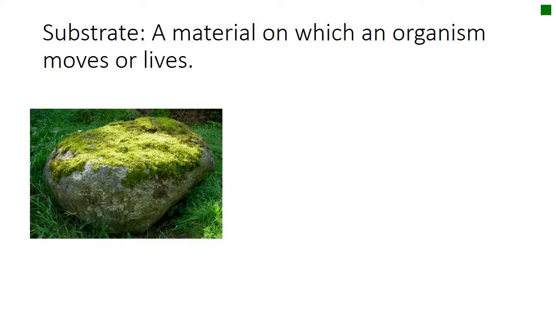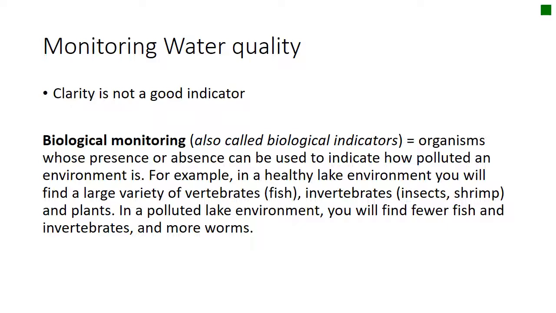Okay, we talked about a substrate. It's a material on which an organism moves or lives. So here you have moss. The substrate of the moss would be the rock. Okay, monitoring water quality. We talked about this in section 2 now. Monitoring water quality. Clarity is not a good indicator. So one of the things that we use is biological monitoring. In other words, scientists look at the organisms that naturally live in an aquatic environment, and they look at their population number.